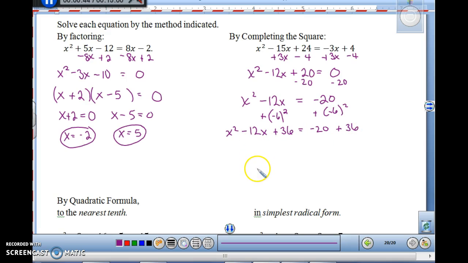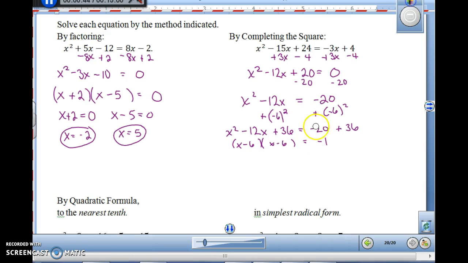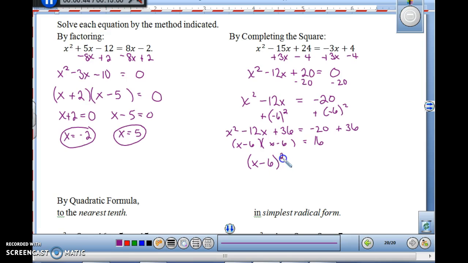Okay, so now to complete the square, we have to double bubble this. Remember, it's going to have identical factors, so this is going to be x minus 6, x minus 6. And then negative 20 plus 36 is 16, not negative 16, sorry. Okay, now x minus 6 can be written as x minus 6 quantity squared is equal to 16.